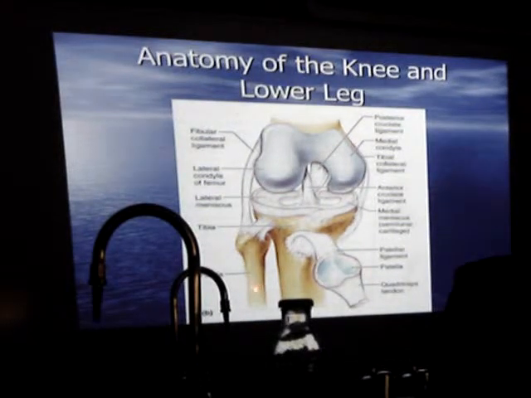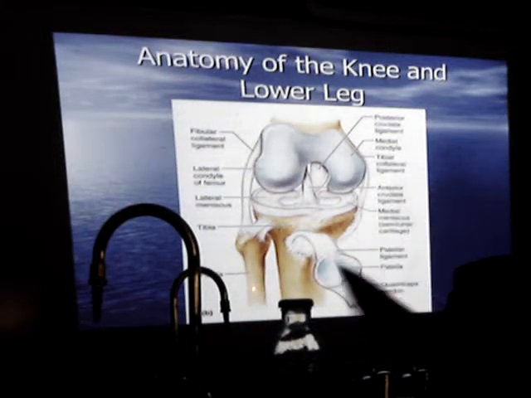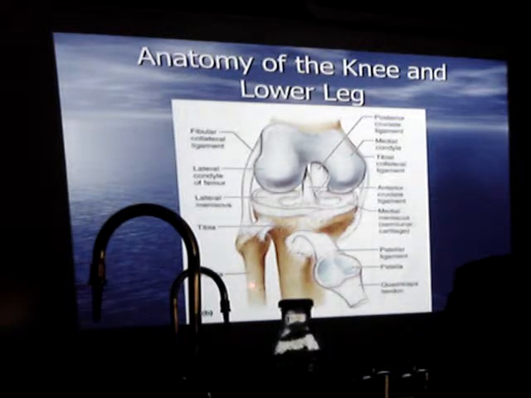What good is it then? And it's probably helped stabilize the leg a little bit. But honestly, I can't give you a definitive answer. So the fibula is always lateral, okay?